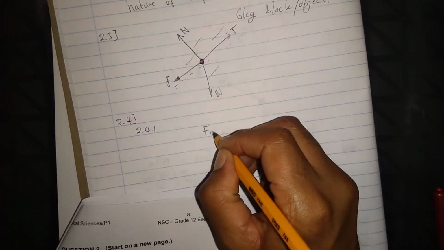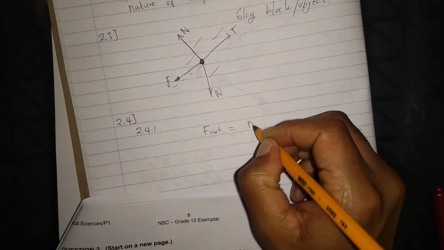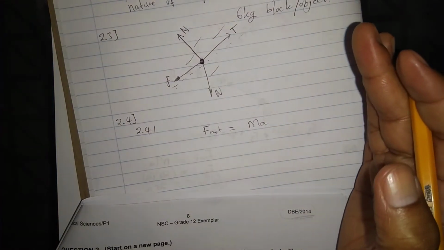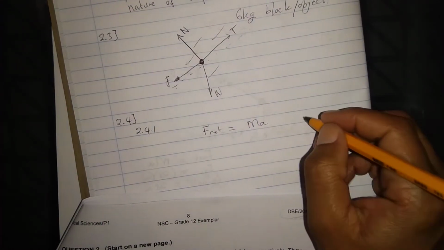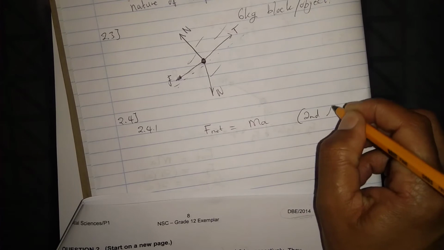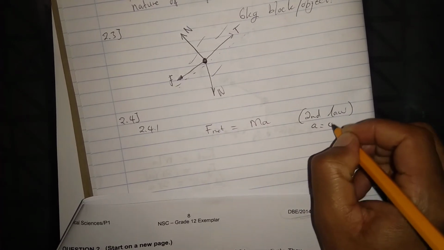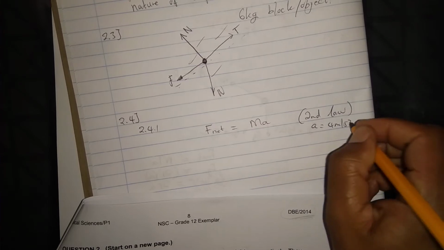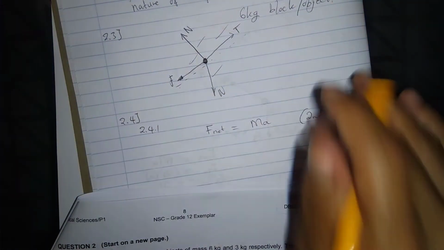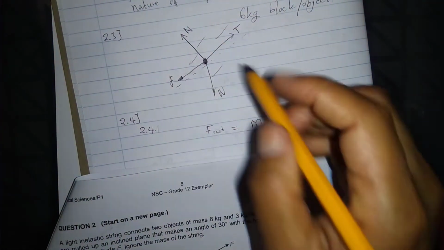F net is equal to MA. This is the second law. But we have an acceleration of 4 meters per second squared, so it means the system is accelerating. So this is going to be the second law.